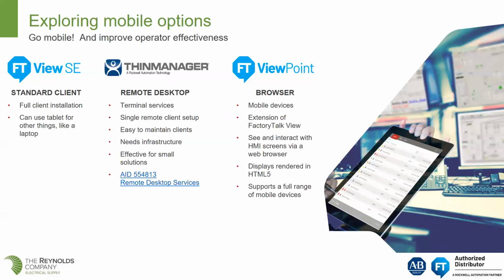One of those new needs may be mobile applications. Everything is mobile now. We can get alarms on our phone. We can look at HMI screens on mobile pads and even on your telephone. So there are several ways to go mobile with FactoryTalk View SE. One is by using a standard client. In that case, we would take a pad that uses a Windows operating system and install a standard client on it.